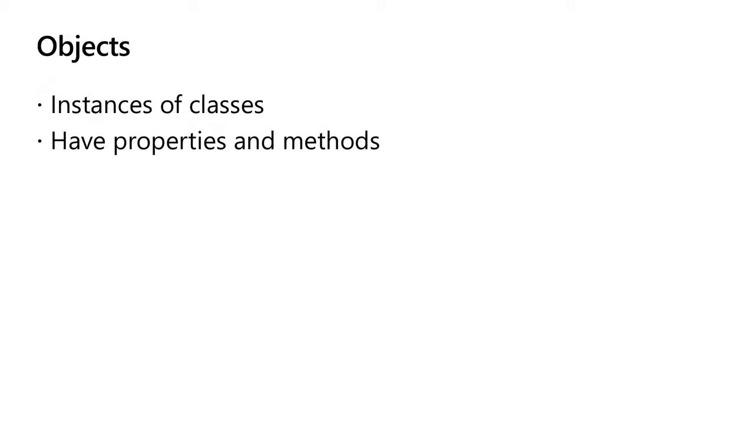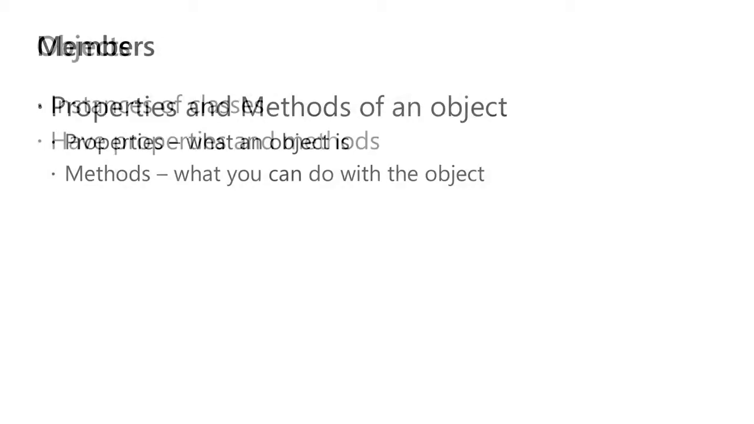Objects. These are instances of classes, and those classes have properties and methods. So objects have properties and methods. Well, what does that mean? You get the membership, properties and methods of an object. So that's the members of that object. I'll simplify in just a minute, I promise. So properties are what an object is, and methods are what you can do with that object.